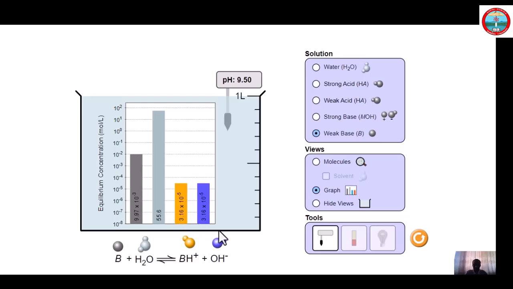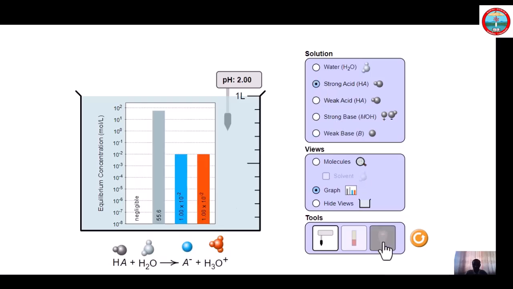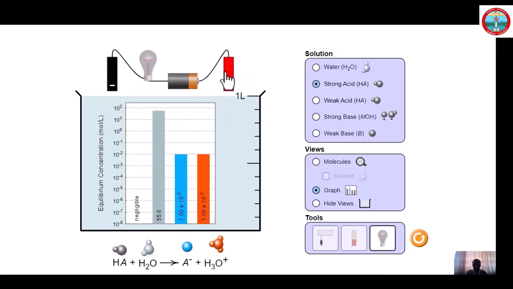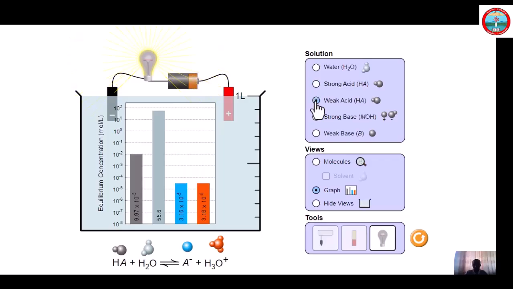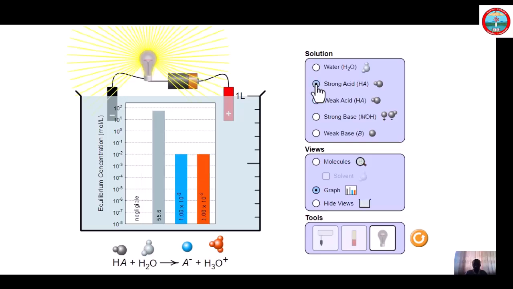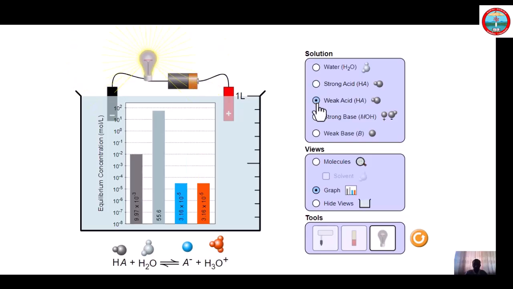Another way of identifying strong acid and strong base is by using conductivity. If the acid is strong, its conductivity looks like this, but if the acid is weak, its conductivity becomes like this. For strong acid, a bright light is produced. For weak acid, a dim light is produced.